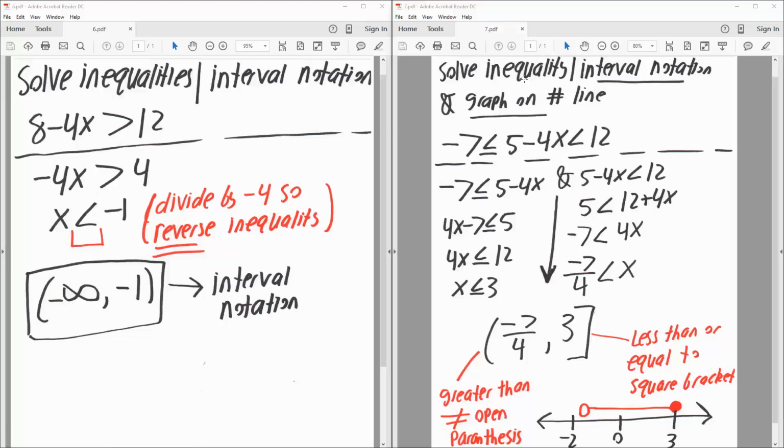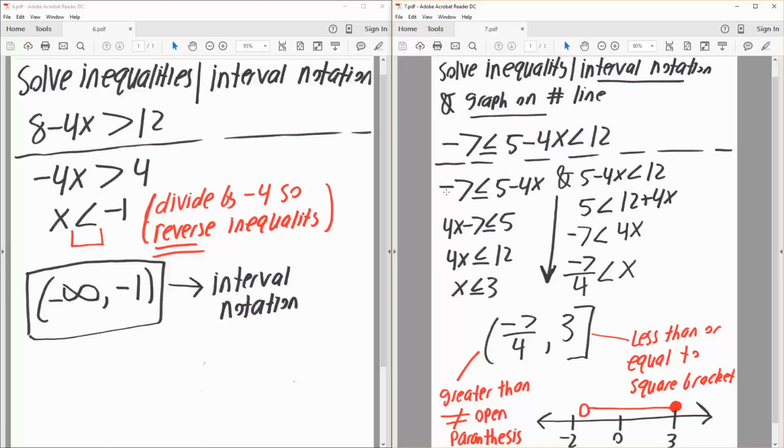So we want to solve the inequality. We want to solve it in interval notation, and we also want to graph it on a number line. So our problem is negative 7 is less than or equal to 5 minus 4x, which is less than 12. So we do two things. We say negative 7 is less than or equal to 5 minus 4x, and we also say 5 minus 4x is less than 12. So we solve two things.